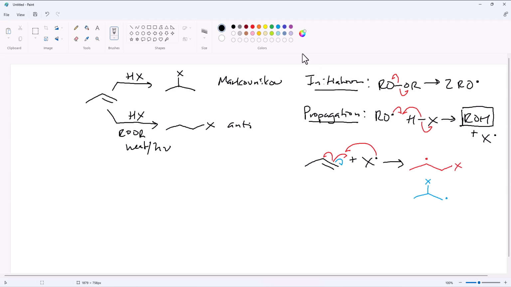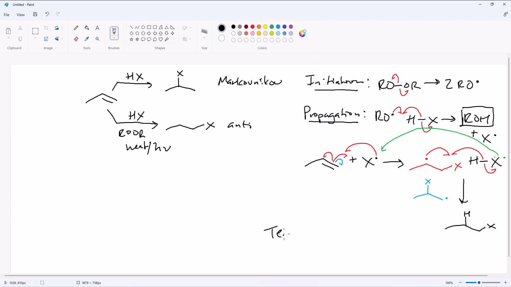Finally, and I'll just draw this in the same step, we have another equivalent of HX, and we'll have H dot abstraction once again to form the desired product. So there's our X and there's our H, and you'll see that this X dot can then go back and react with another equivalent of alkene and continue the cycle. So there's our chain propagation.